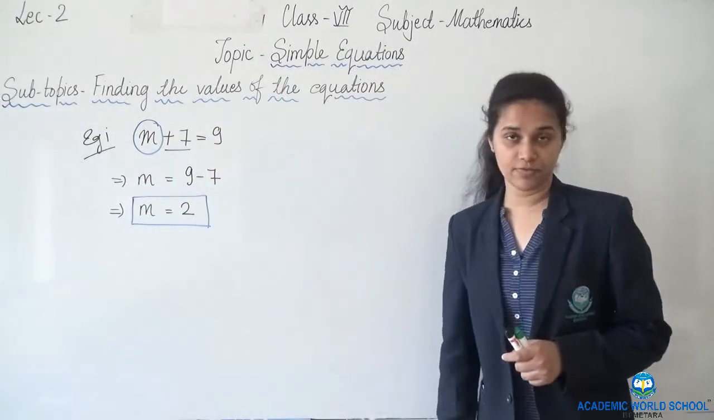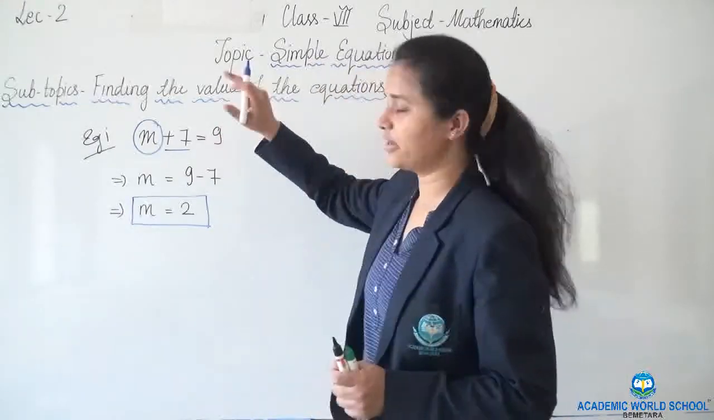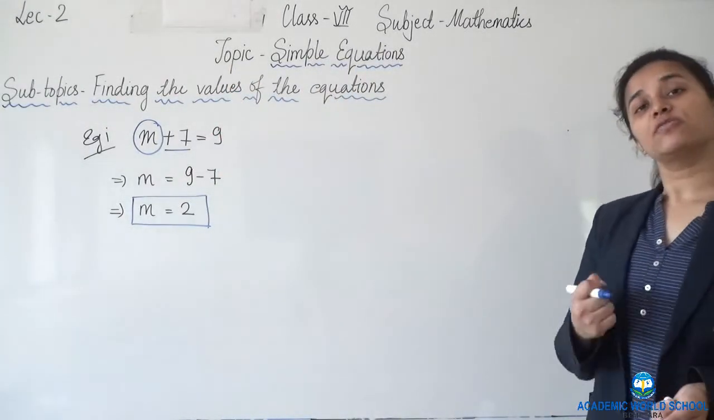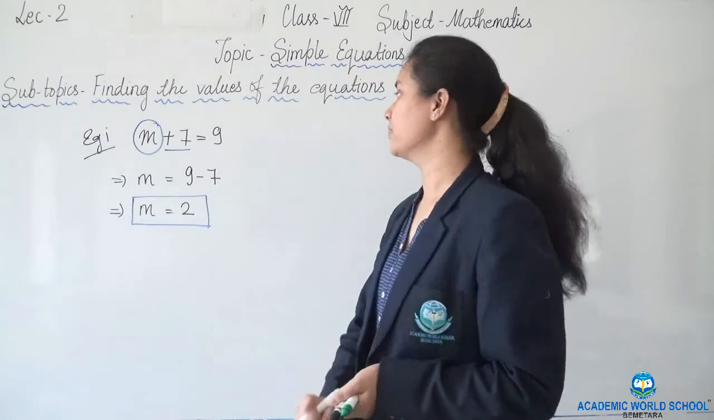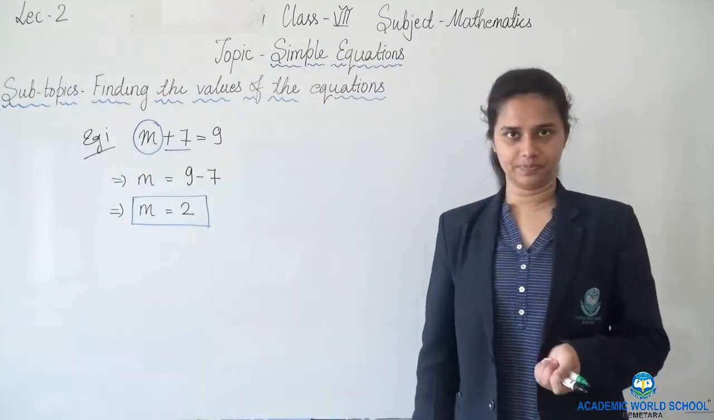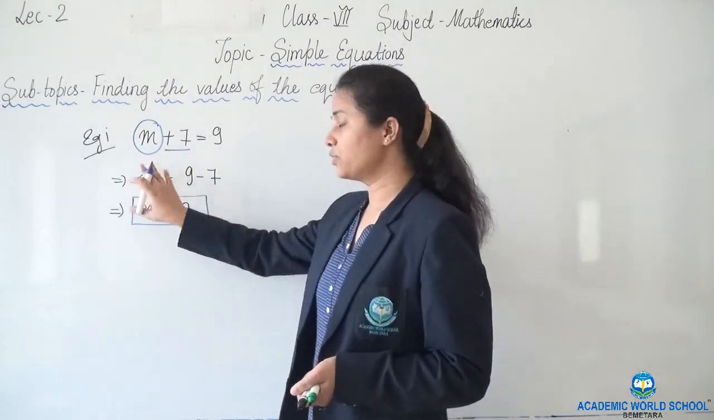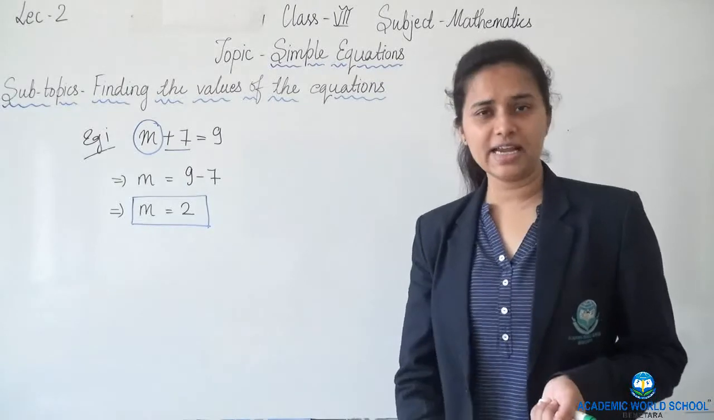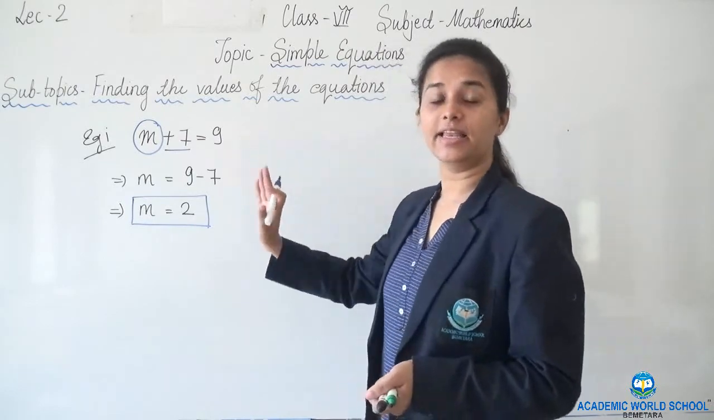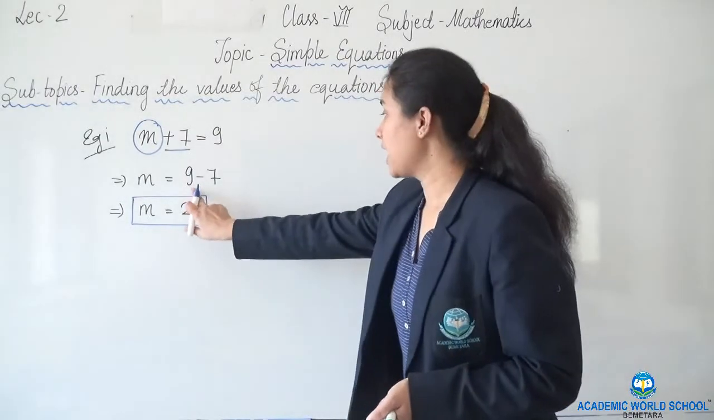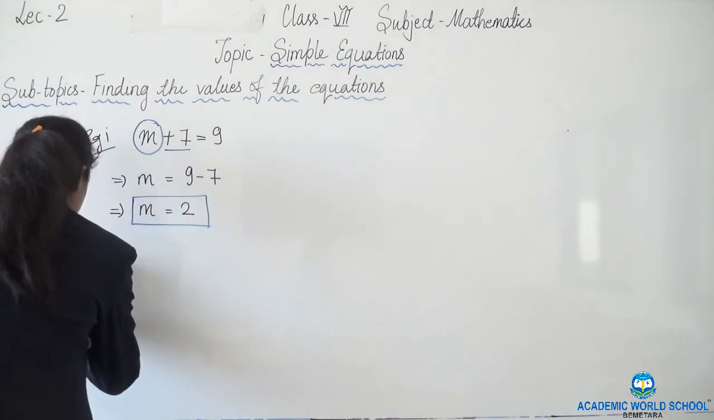So how did we do it? First, there is an equation m plus 7 equals 9 and we have to find the value of the equation. Value of the equation means we have to find the value of the variable present in the equation. Here we have a variable m. The rule says that we have to keep the variable at one side and take away all other numbers to the other side. So plus 7, when it changes its sign, becomes minus 7. So 9 minus 7, we got 2. Considering a few more examples.